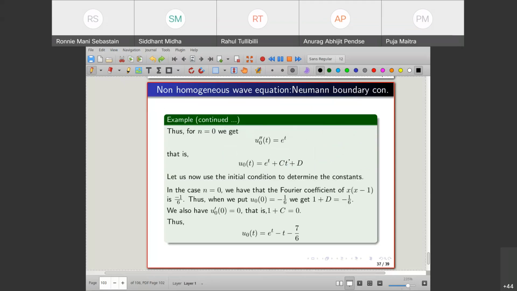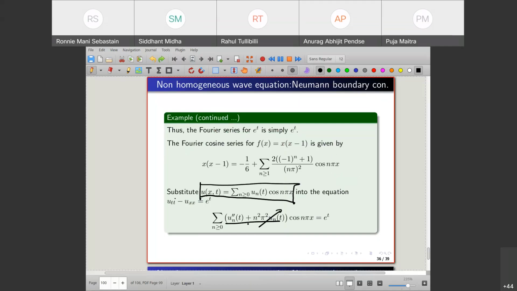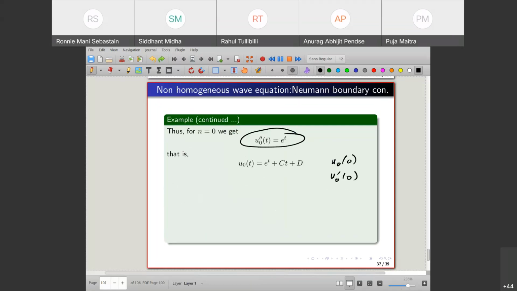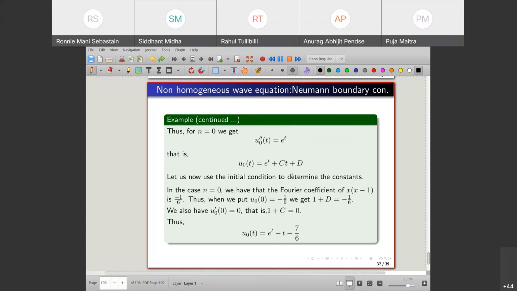So let us now, okay. In the case n equal to 0, we have the Fourier coefficient of x(x - 1) is minus 1 by 6. So let's just check that. Right, so the first Fourier coefficient is minus 1 by 6. So we have u0(0) is equal to minus 1 by 6. That's equal to 1 plus d, since t is 0, which is exactly what we got here.